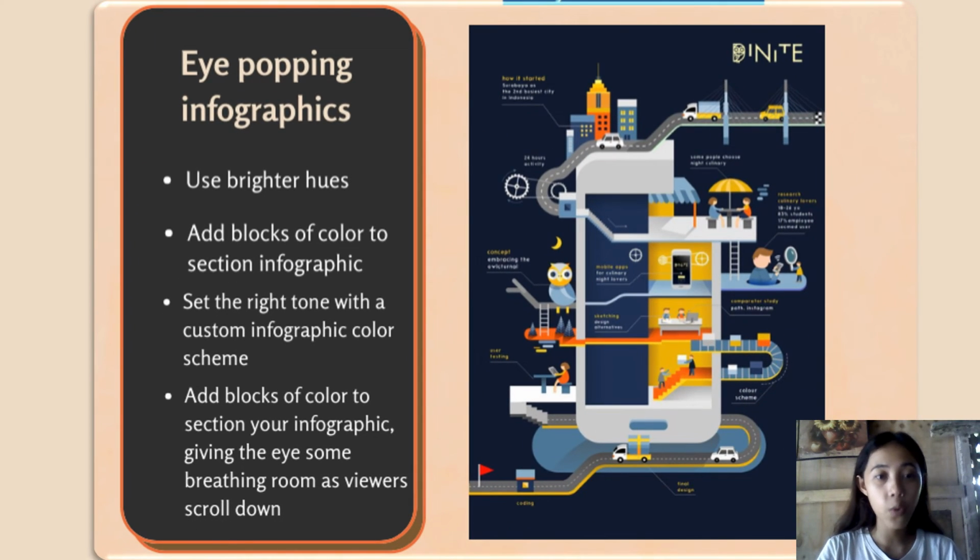Now, let's go on to how we create eye-popping infographics. First, we must use brighter hues, add blocks of color to section the infographic, and set the right tone with a custom infographic color scheme. Add blocks of color to section the infographic, giving the eye some breathing room as viewers scroll down. So these are the features of eye-popping infographics.